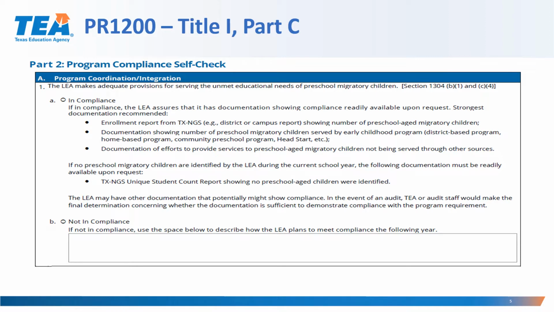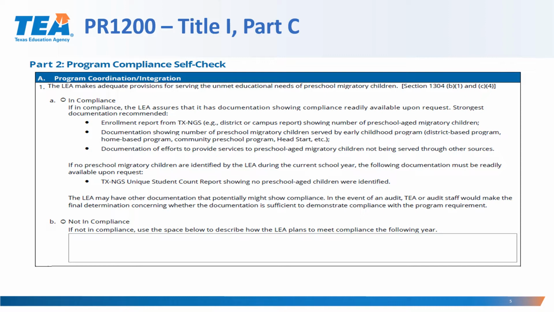Part 2, Program Compliance Self-Check. Program Implementation Guide. For Part 2, complete this section to indicate the LEA's compliance with the program requirements. For each program requirement listed, click In Compliance, Not in Compliance, or NA to indicate whether the LEA complied with the requirement. By selecting In Compliance, the LEA assures that it has documentation showing compliance readily available upon request by TEA and/or an auditor.